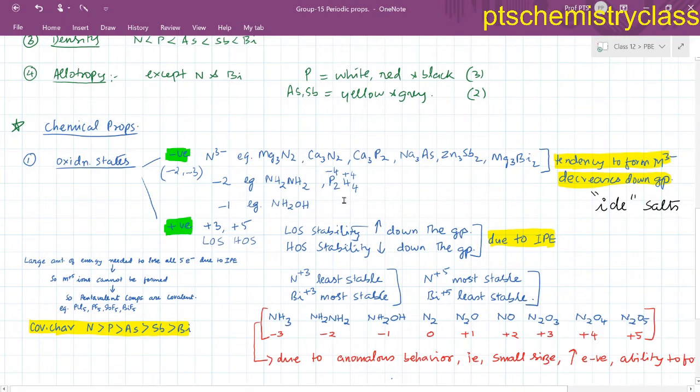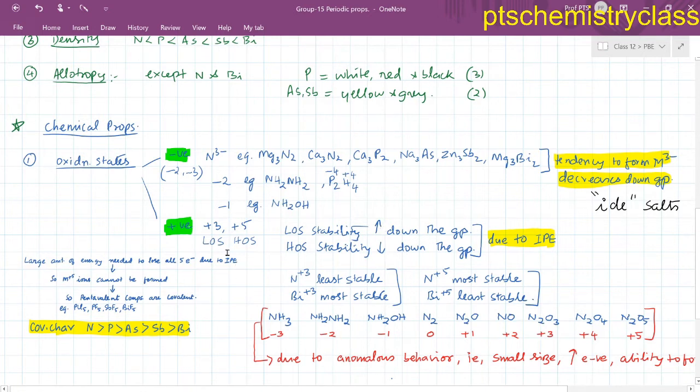Okay, so you should know the names of that. And we have already seen the LOS stability and HOS stability due to inert pair effect. And because of the inert pair effect, we know that N plus 3 is least stable and N plus 5 is most stable. Similarly, Bi plus 3 is most stable, Bi plus 5 is least stable. Okay. In that, this is another point that you have to remember. A large amount of energy is needed to lose all 5 electrons due to inert pair effect.